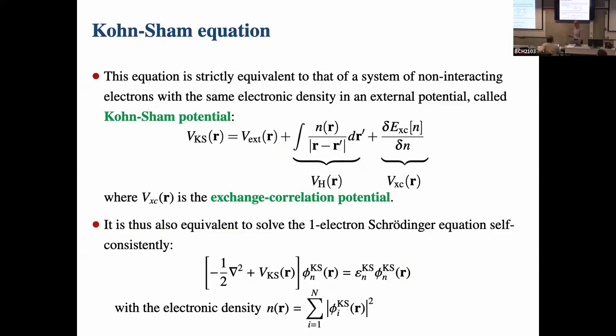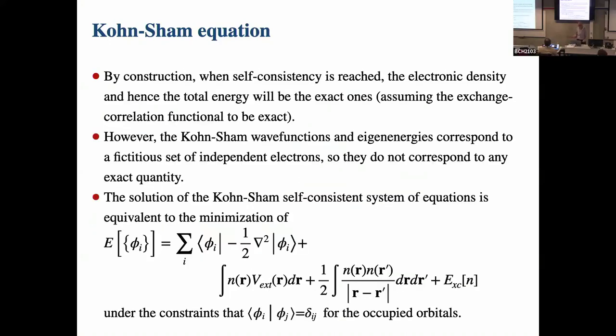I'm going to do that. Okay, so once we have reached self-consistency in the Kohn-Sham equation, assuming that we know the exchange correlation functional, in that case, the electronic density is the electronic density of the ground state, and so the total energy is the exact one for the ground state. Okay? And as we were pointing out, the wave functions and the eigenenergies correspond to a fictitious set of independent electrons. So in principle, they do not correspond to any exact quantity.